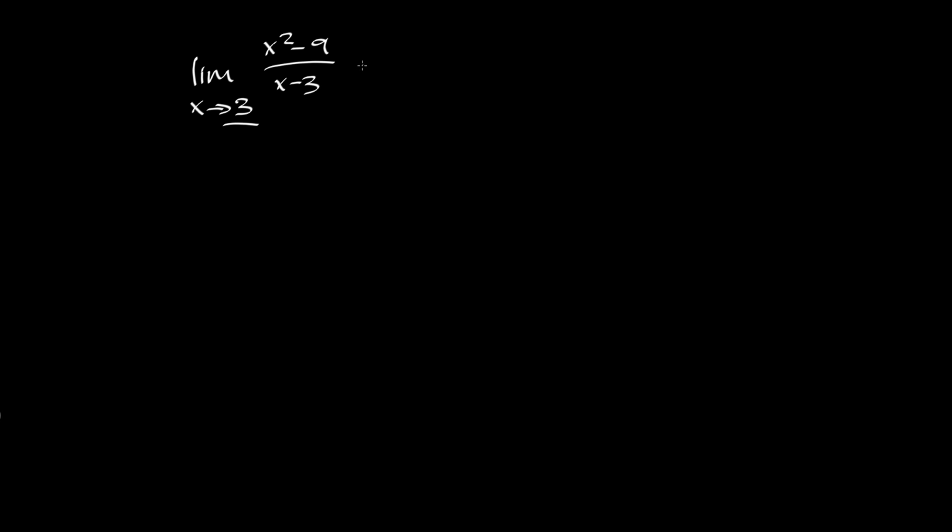X squared minus 9 factors into x plus 3 and x minus 3. And so we're just going to put this over x minus 3. Now we have to look for anything that we can cancel out or simplify. Notice that we have an x minus 3 on the bottom and an x minus 3 on the top. We can cancel those out.